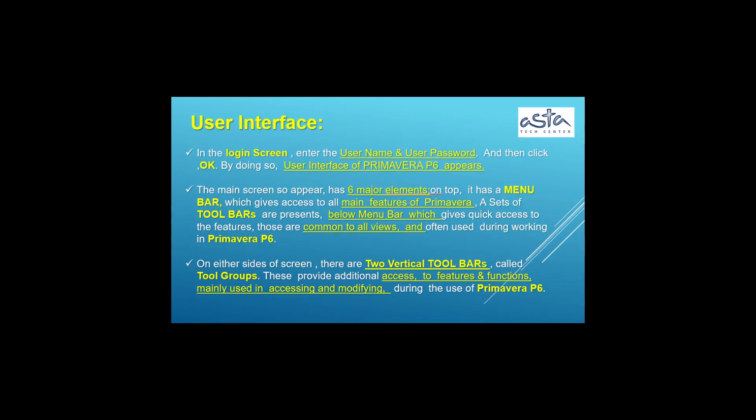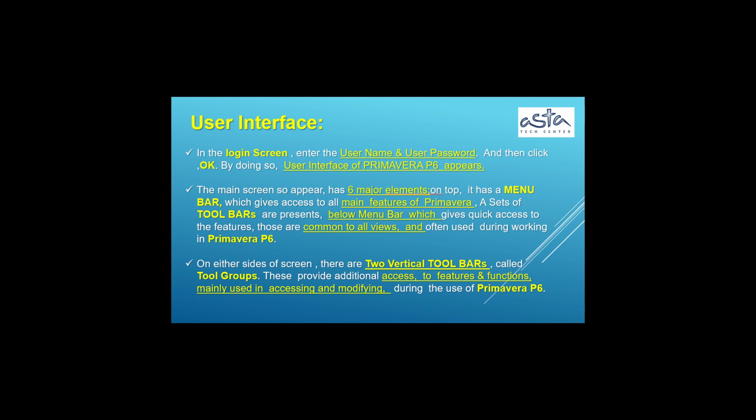User interface. In the login screen, enter the username and user password, and then click OK. By doing so, the user interface of Primavera P6 appears. The main screen has 6 major elements. On top it has a menu bar, which gives access to all main features of Primavera. A set of toolbars is present below the menu bar, which gives quick access to the features that are common to the views, often used while working in Primavera P6.